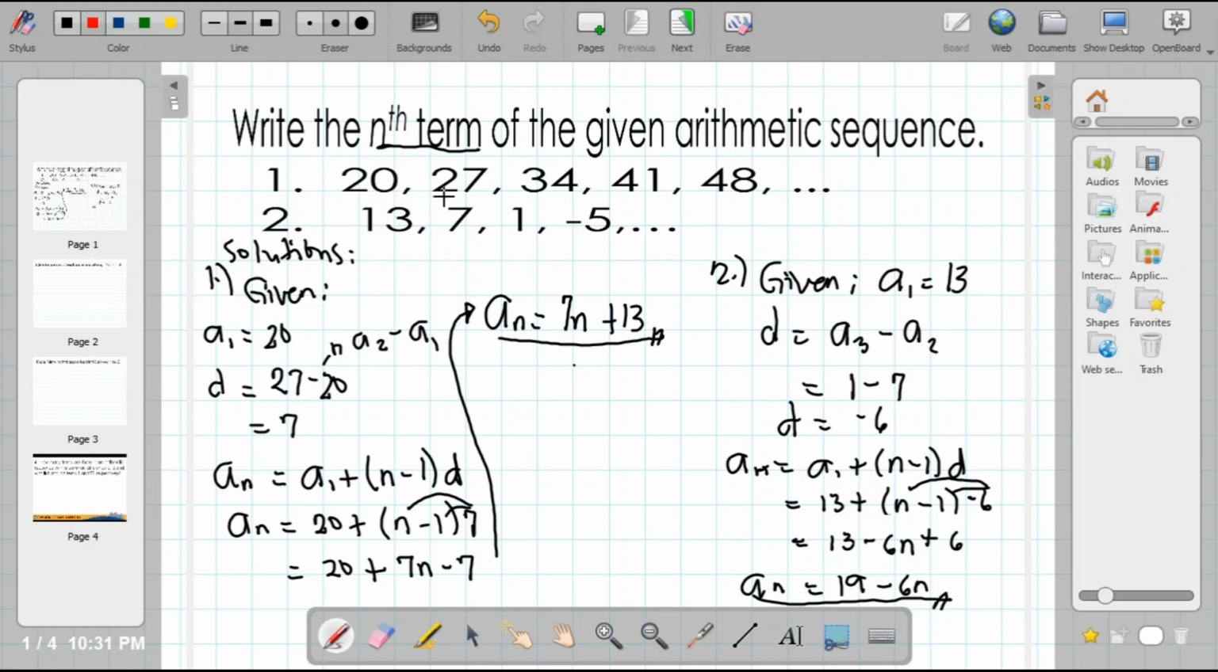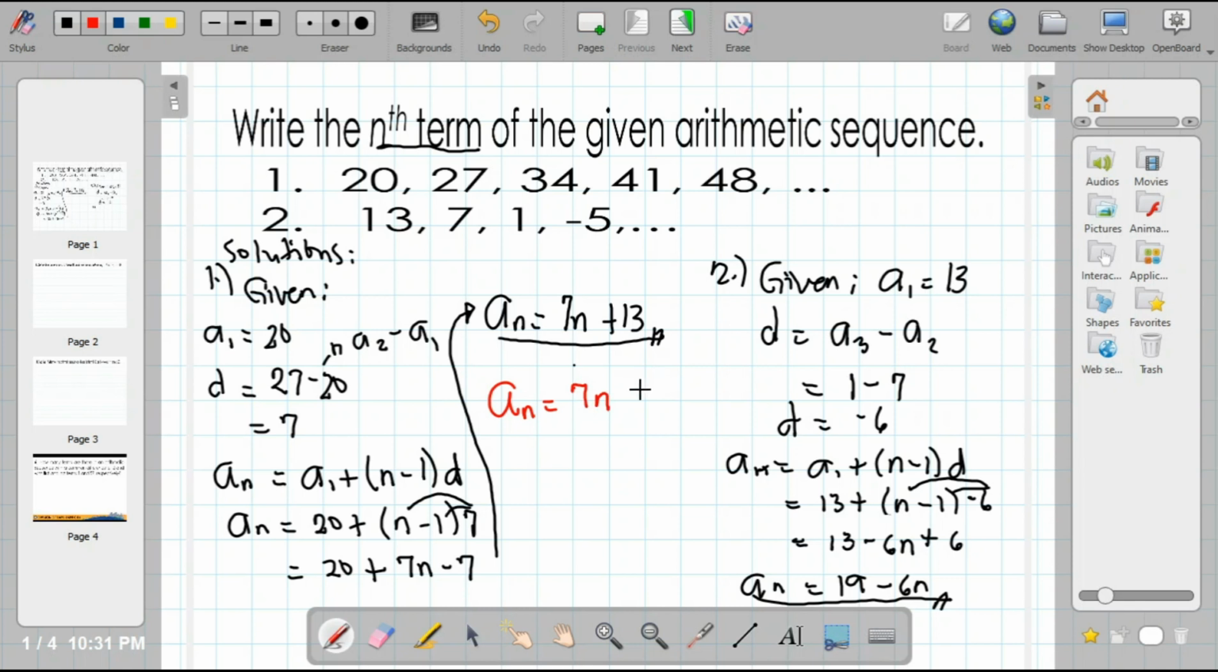So, for example, number 1, how would you do it? If you're going to find the nth term, or a sub n, all you have to do is find the common difference. So what is the common difference here? It is 7, right? 7, we copy 7. Then after that, you attach n.